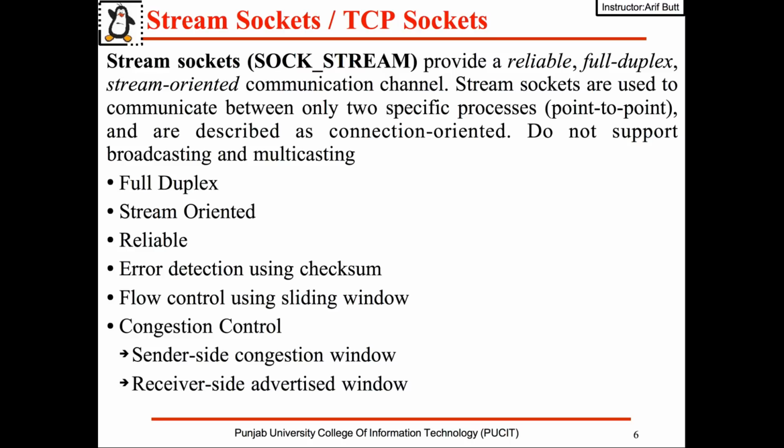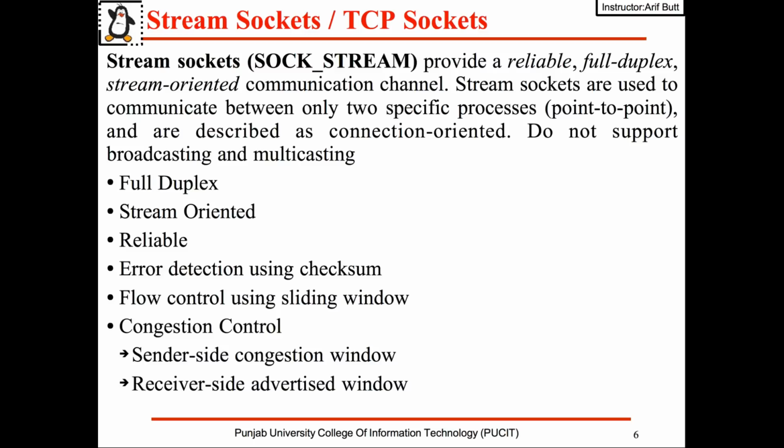Congestion control is also a feature of stream sockets. Congestion control algorithms aim to prevent a TCP connection from overutilizing the network. It uses a sender side congestion window and a receiver side advertised window. TCP cannot send more data than the congestion window allows. Similarly, TCP cannot receive more data than the advertised window allows. Whenever the network experiences heavy traffic conditions, the congestion window becomes small, and when the network is lightly loaded, the congestion window becomes large.